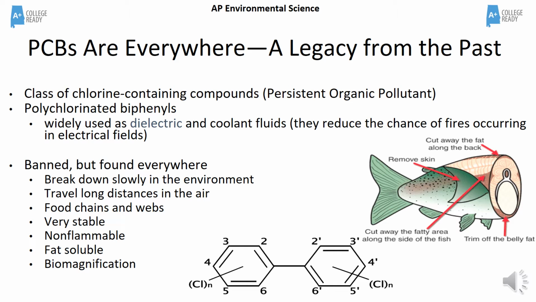PCBs are a class of chlorine-containing compounds. They're a persistent organic pollutant. Once they have entered an animal's body, they're fat soluble, so they become part of their body. So really the best way to avoid ingesting PCBs is to trim off the fat of fish before you eat them. They absorb them from the water that they live in.